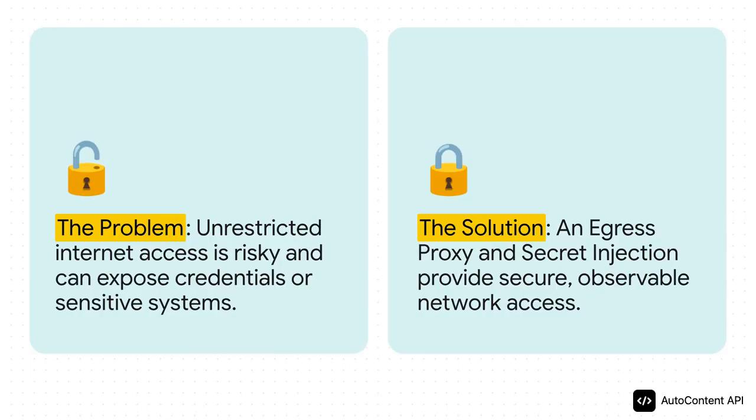And second, the security problem. Just letting an AI roam free on the internet is a big no-no. So the solution here has two parts. First, an egress proxy acts like a bouncer at a club, checking all the network traffic. And second, something called secret injection means the AI never actually sees sensitive stuff like API keys. It just sees a placeholder, and the real secret gets swapped in securely right at the last second.